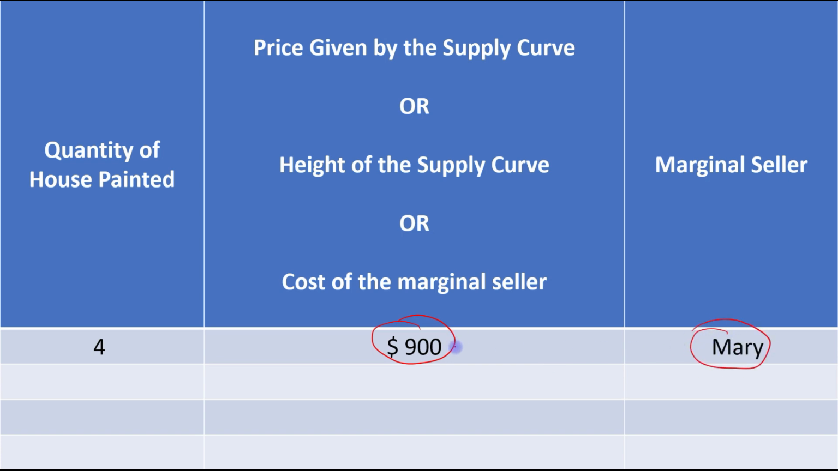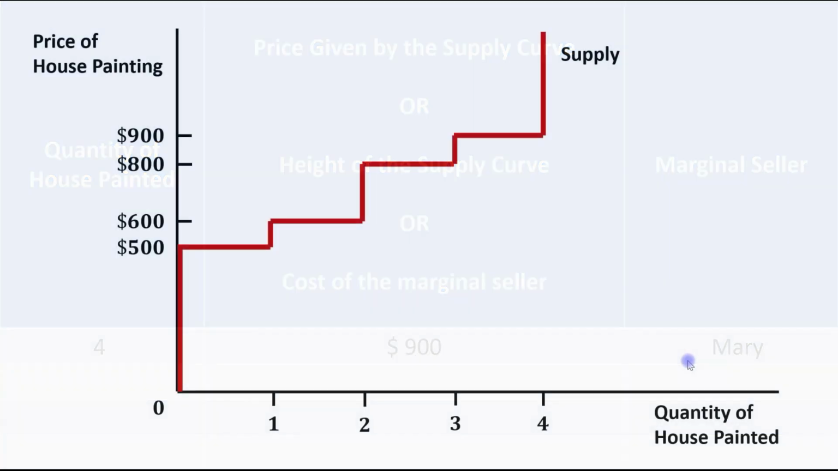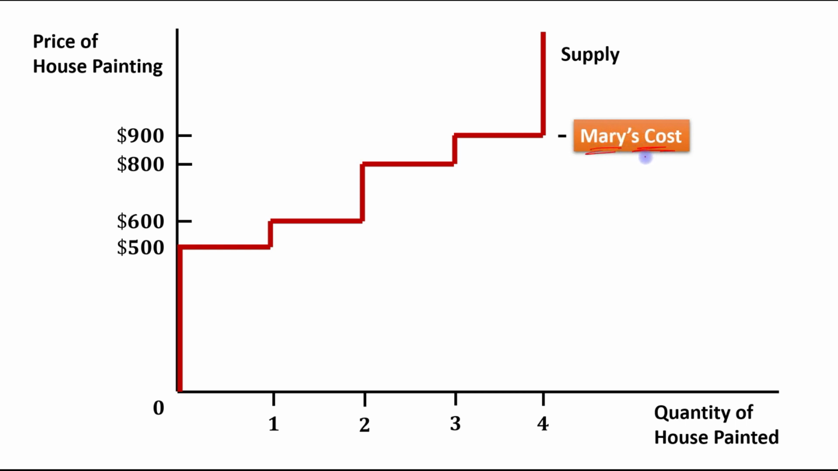Because $900 is the cost of Mary, the lowest price that Mary would accept for selling her services. And if the price offered to Mary is less than $900, Mary will be the first one who will leave the market. So Mary is the marginal seller. This $900 is the cost of Mary, the cost of the marginal seller. Clear? And we can write here that this is Mary's cost.